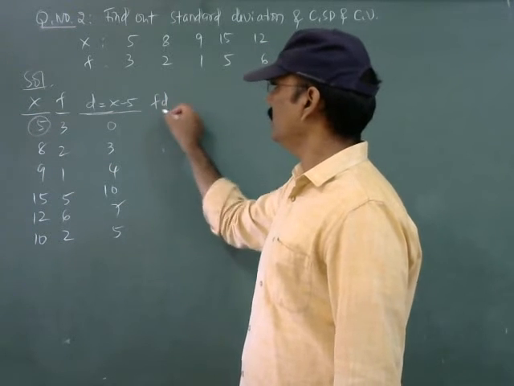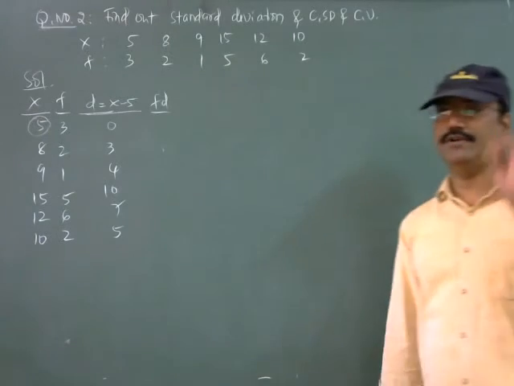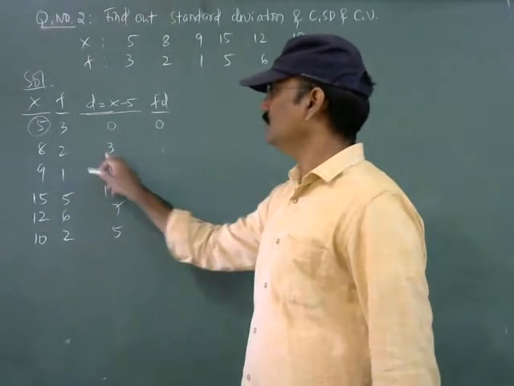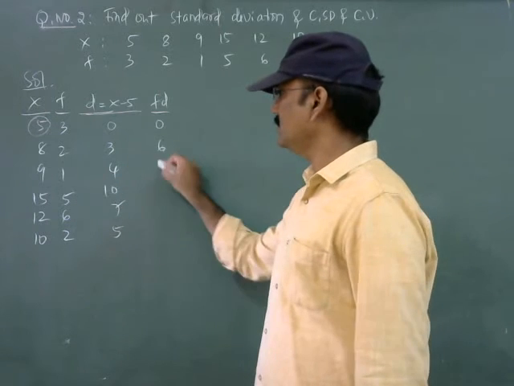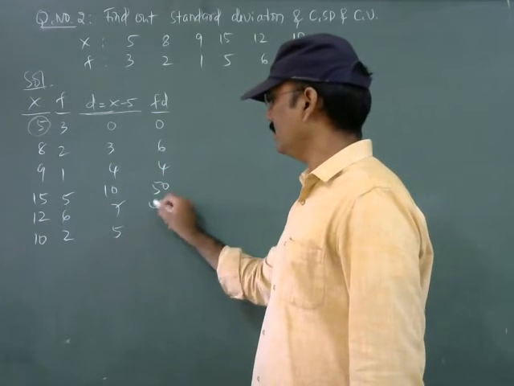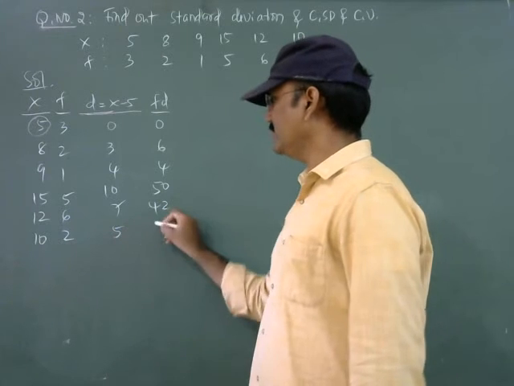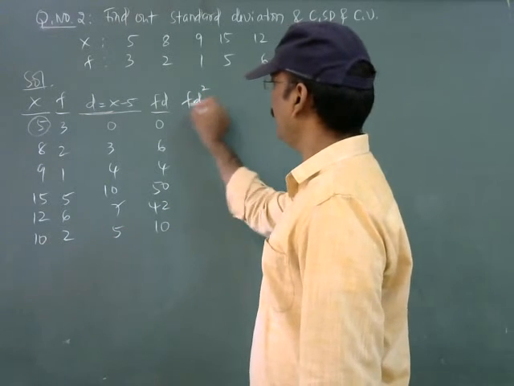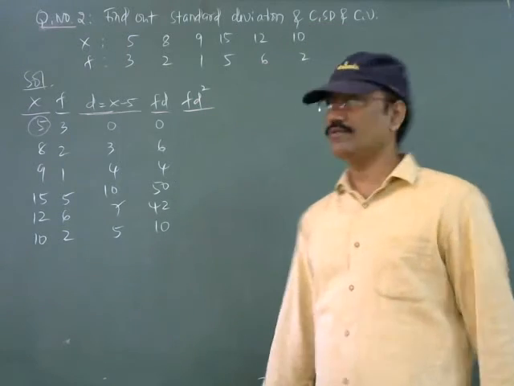Then f into d. Multiply f into d. 3 into 0 is 0, 2 threes are 6, 1 four is 4, 5 tens are 50, 6 sevens are 42, 2 fives are 10. Then fd square you have to find.